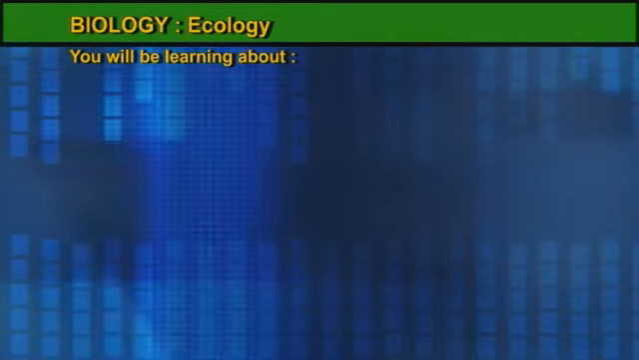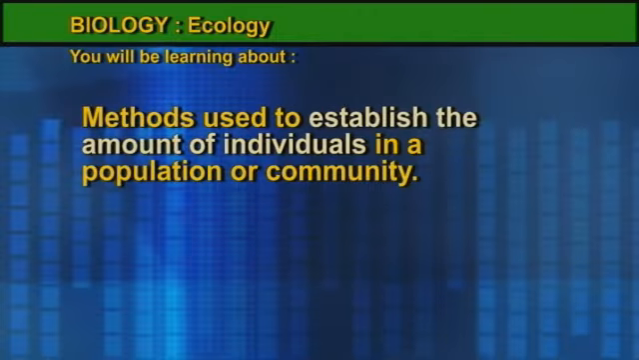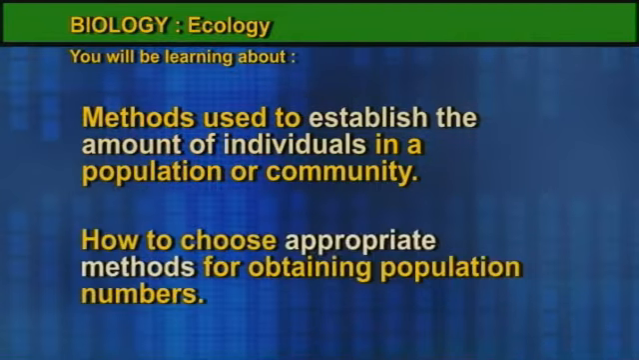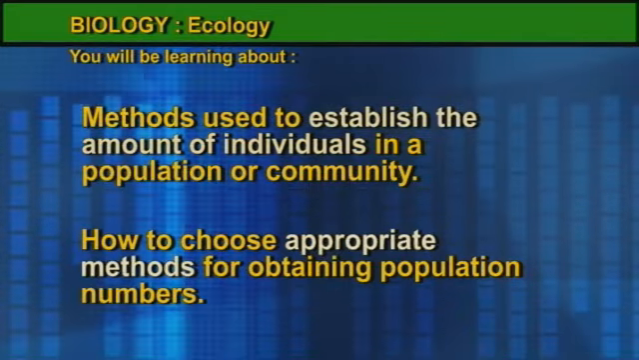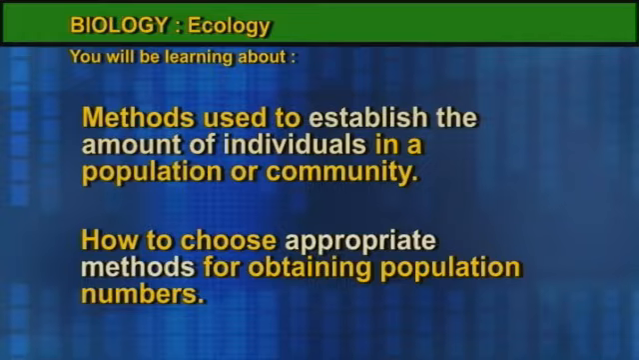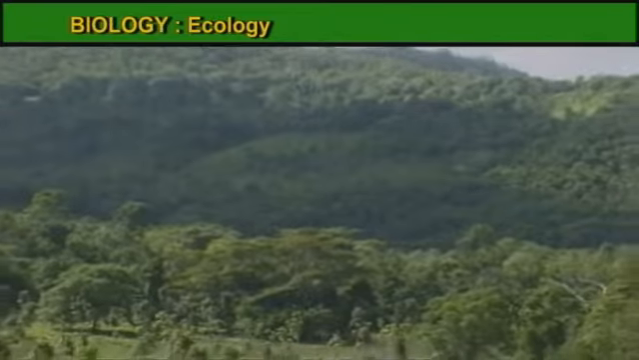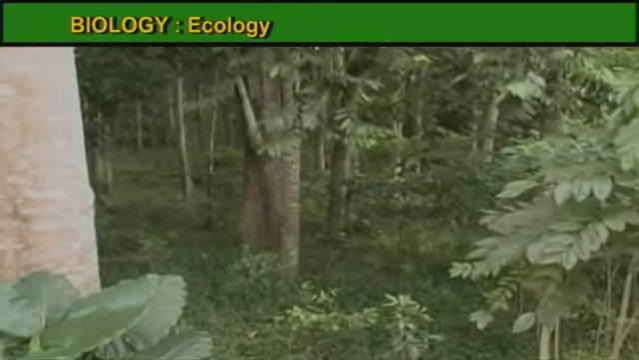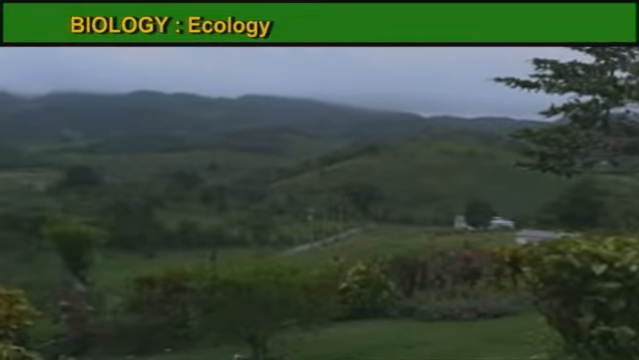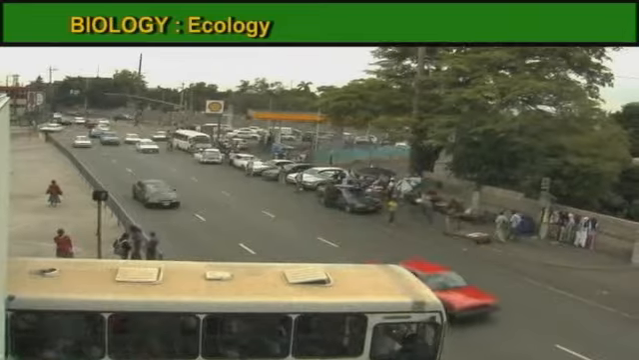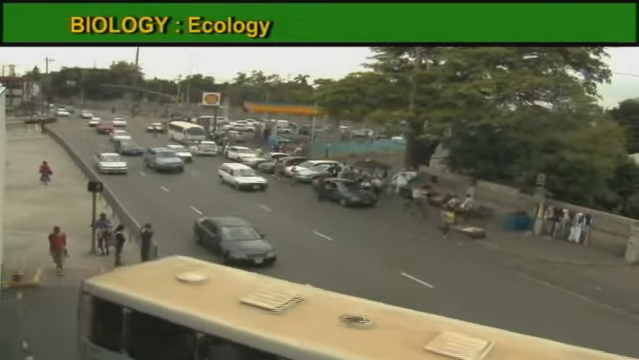In this section, you will be learning about the different methods used to establish the number of individuals within a population or community, and how to choose appropriate methods for obtaining population numbers. Communities and populations are generally large and not evenly distributed, making it tedious to observe each individual. Therefore, in order to estimate the numbers of a population within a community, one has to obtain samples of individuals of each group.